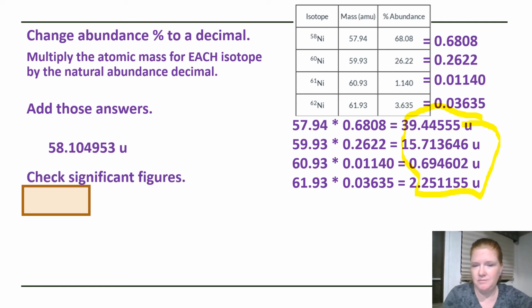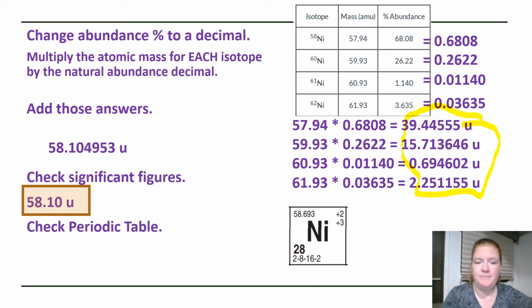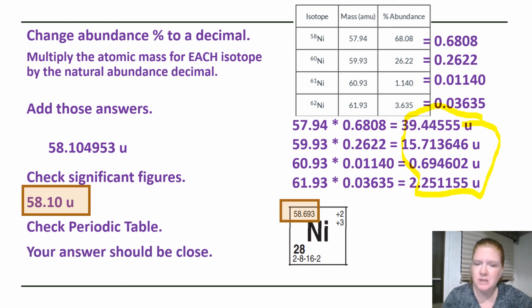Check your significant figures. I look, all of those have 4 significant figures. So it should be this. Now check the periodic table. Okay, again, it should be close. Like my answer shouldn't be 12 or 70, right? It's fairly close, okay?